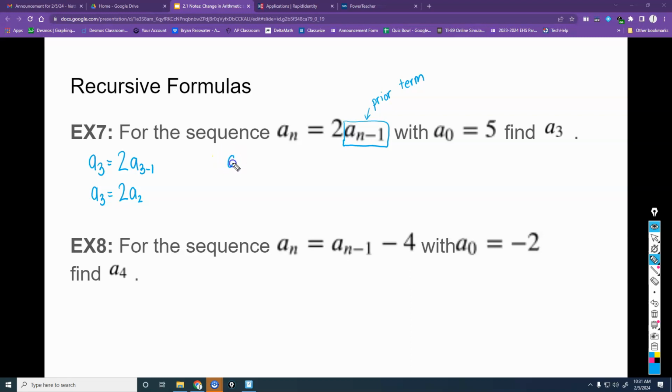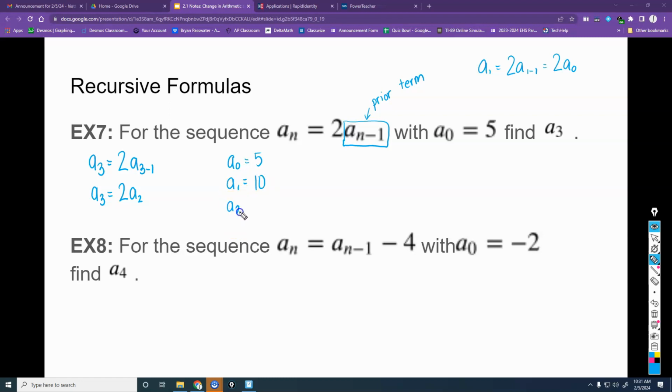So the formula is just telling you to take whatever term you have, which is a sub 0 equals 5, to get the next term, right? To get a sub 1, I would do 2 times a sub 0, because if I'm doing a sub 1, it would be 2 times a sub 1 minus 1, which would be 2 times a sub 0. So 2 times 5 would give me 10.